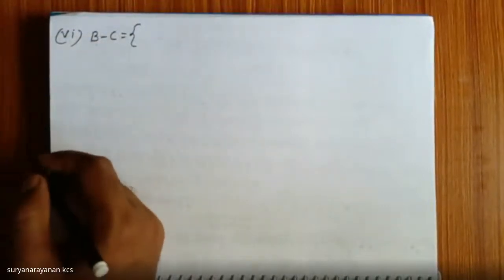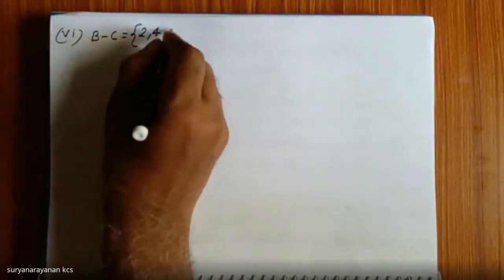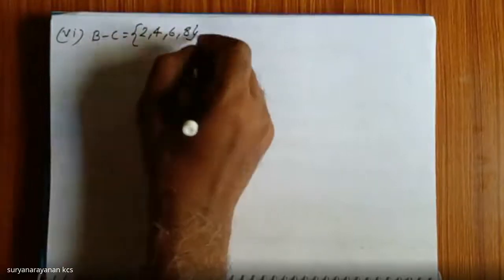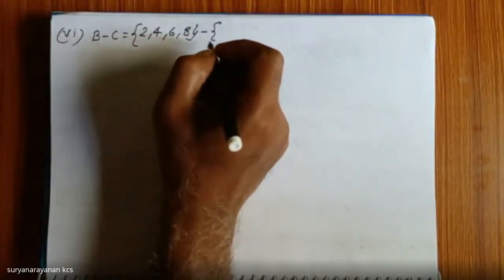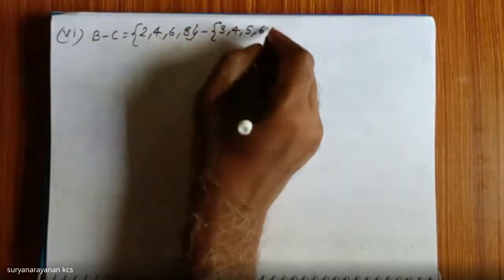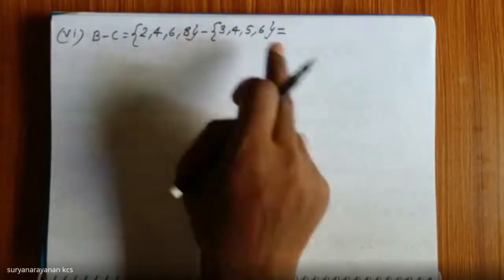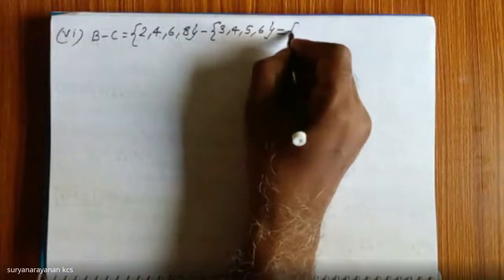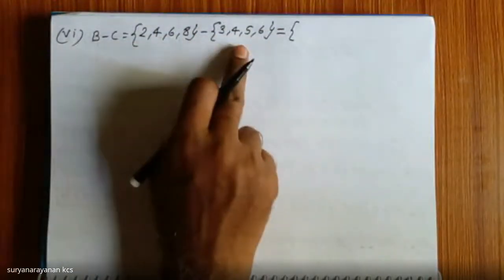What are the elements in the set B? 2, 4, 6, 8 minus. What are the elements in the set C? 3, 4, 5, 6. Then how do you find the difference of these two sets? Can you tell me? Common elements. Strike out common elements.